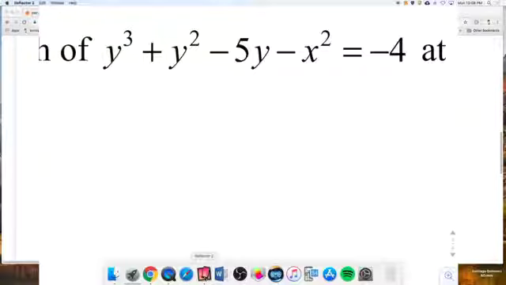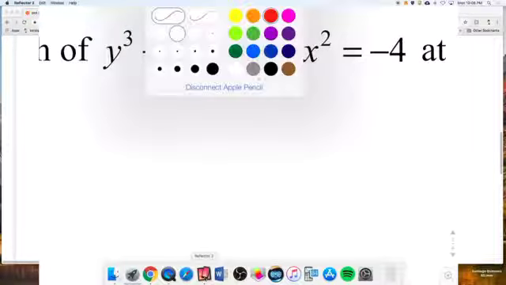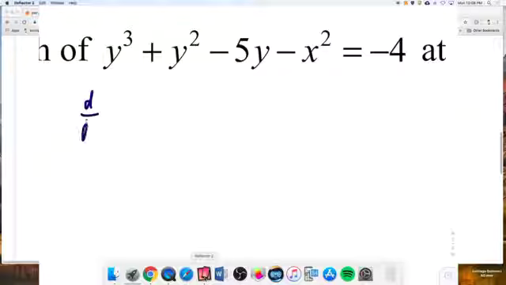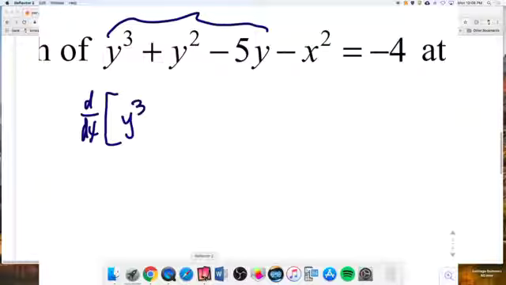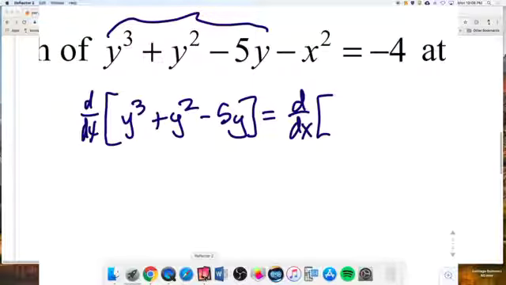How? Not explicitly, but implicitly. So we'll take the derivative of both sides with respect to x. Now here's another option that you have. If you want to group your y terms on one side before you take the derivative, you can. It's y cubed plus y squared minus 5y. And then on the other side, let's just bring the x squared across, so now we have x squared minus 4. There's nothing against doing that. So it's kind of a 2-for-1 on the first line.